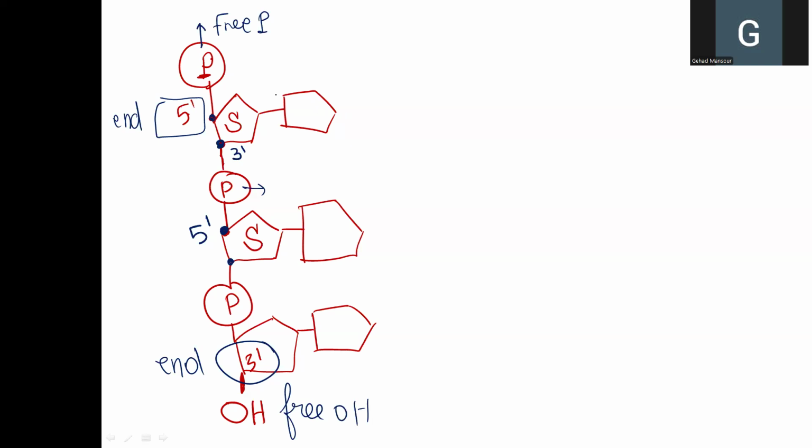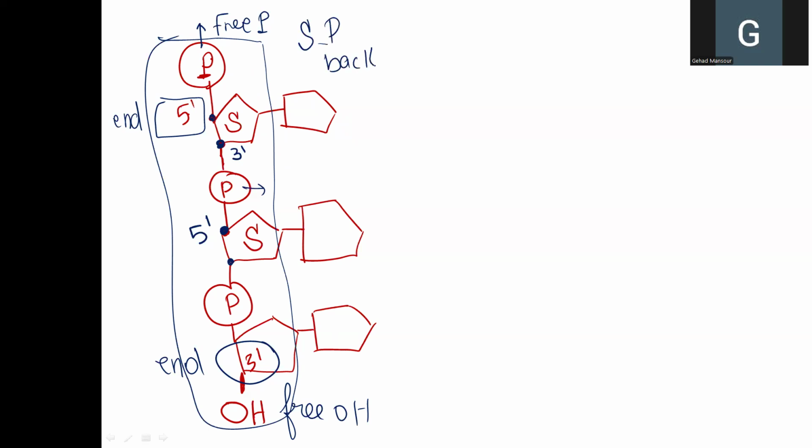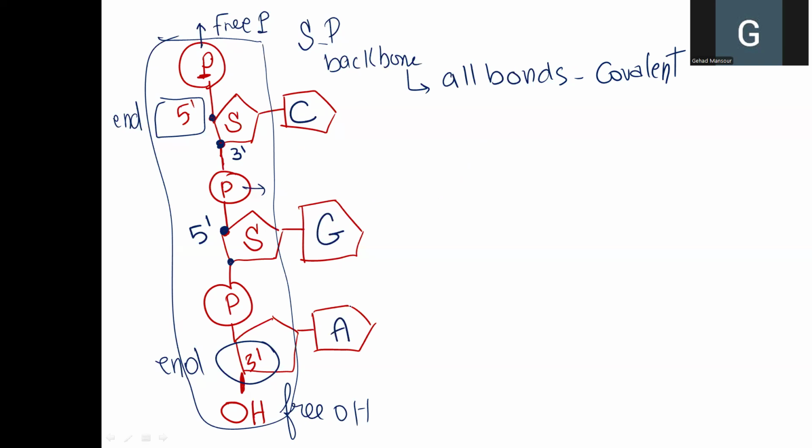Of course, what I want to emphasize is that this part of the polynucleotide DNA strand is called the sugar phosphate backbone. And I want to remind you that all the bonds inside the sugar phosphate backbone are covalent bonds, and therefore they are very difficult to break down. The nitrogenous base sequence will differ according to the genes.